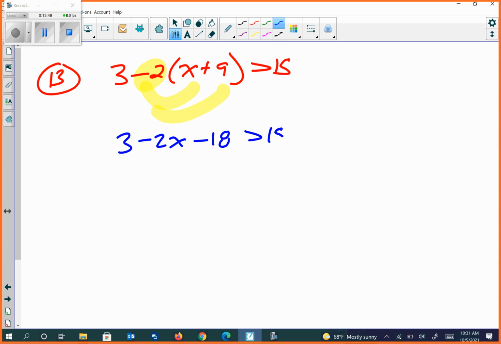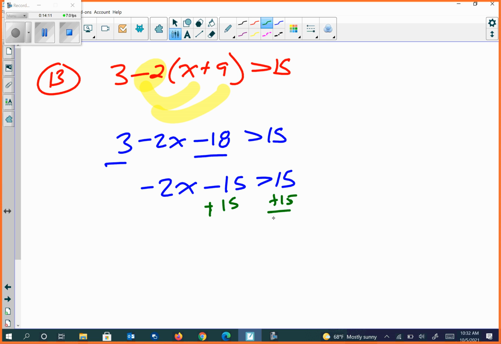It's greater than 15. Do you agree with the math I did so far? Notice how the signs changed. Okay, don't make that error. Those are like terms, so let's combine those together. So that's what, -15? And then we want to get x by itself, so I'm going to add 15 to both sides. Those cancel, so -2x is greater than 15 plus 15, I think, is 30. Divide each side by -2.